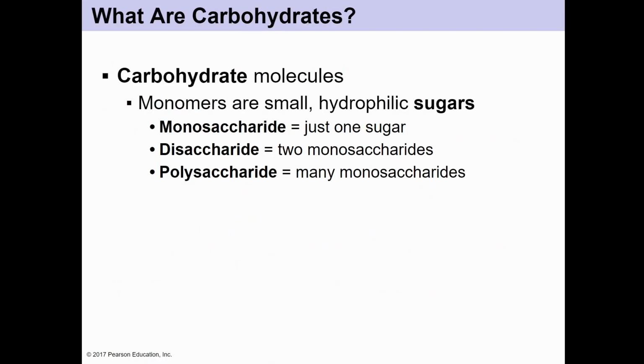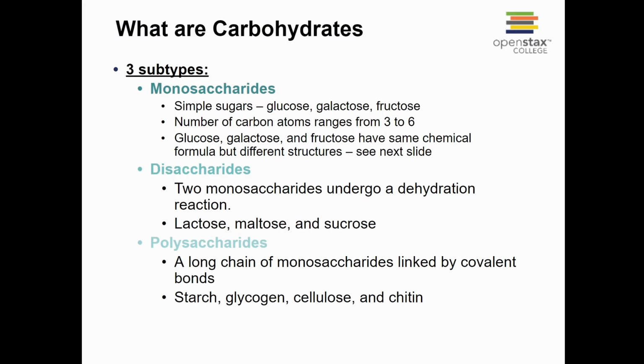If we're looking at a carbohydrate molecule, we can look at smaller ones or large ones. Small ones, or the monomer, is a monosaccharide. That's just one sugar. Disaccharides are two monosaccharides bound together. And a polysaccharide is many monosaccharides bound together. So the three subtypes, if we're looking at examples, glucose, galactose, and fructose, are examples of monosaccharides. Disaccharides includes things like lactose, maltose, and sucrose, and starch and glycogen, which are for energy storage in plants and animals, and cellulose and chitin, which are for structural support in plants and arthropods or insects.